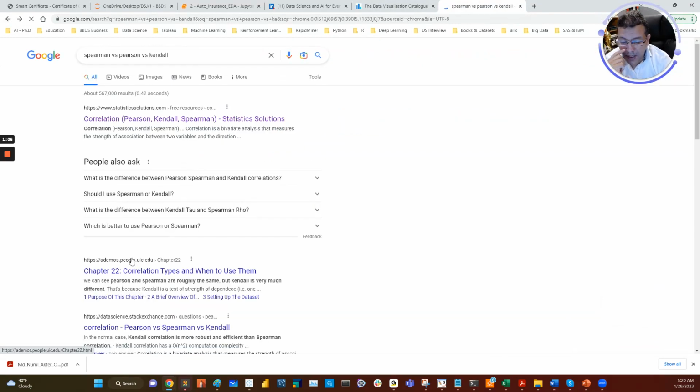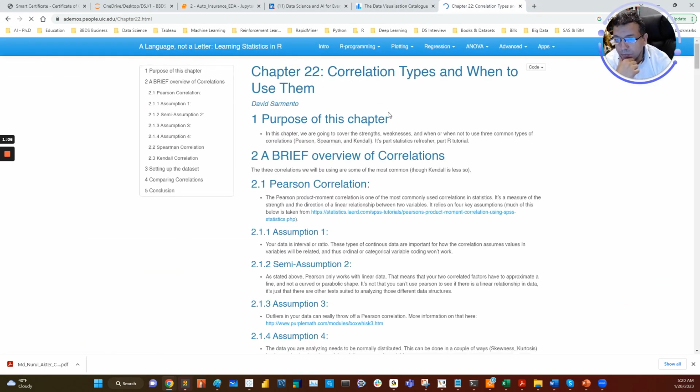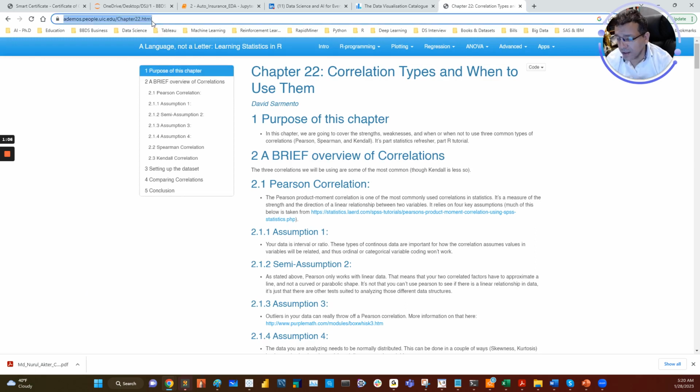It really does not matter which one you are using. And correlation types, when to use them. Yeah, this is a very good article. I'm gonna share it with you guys in the chat. Please go through it, educate yourself.